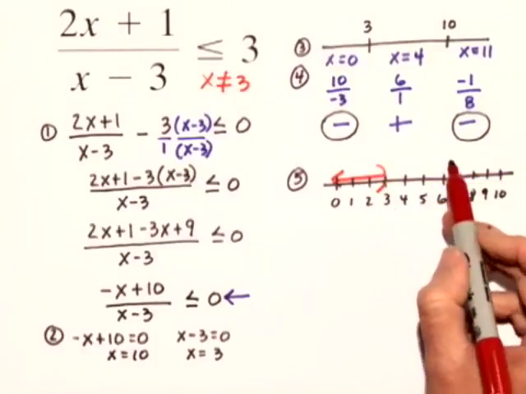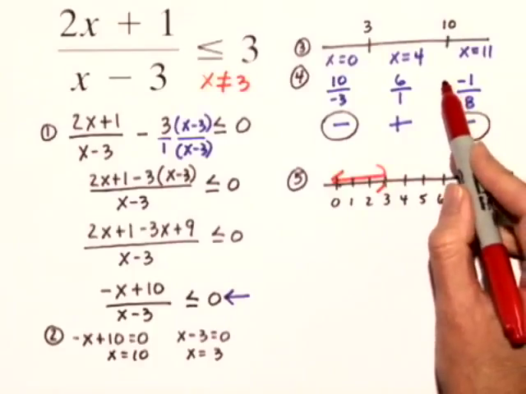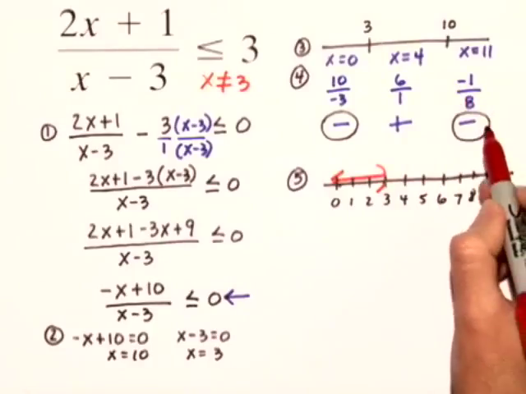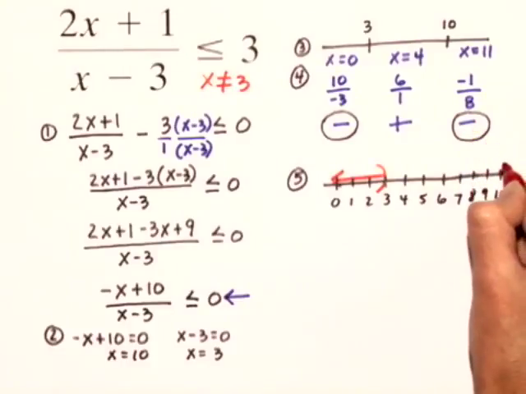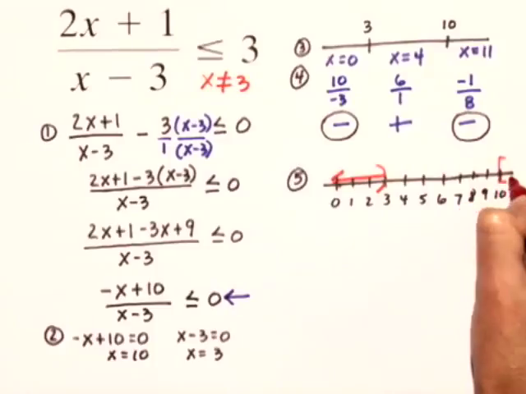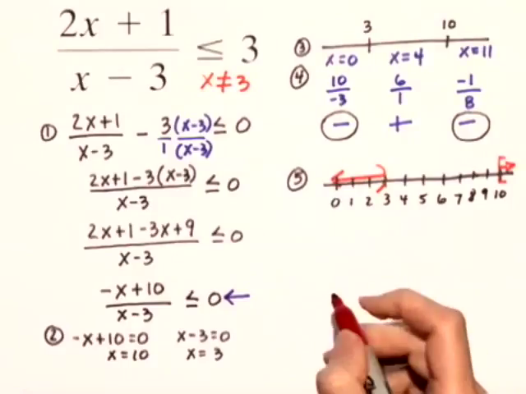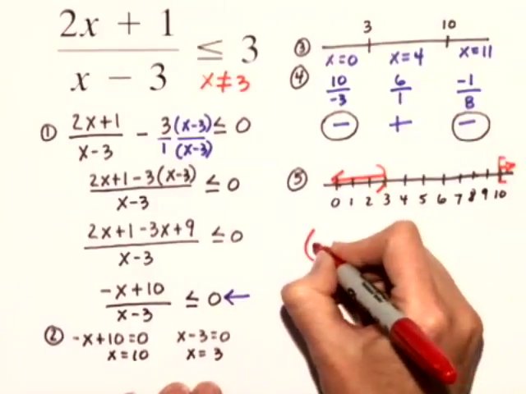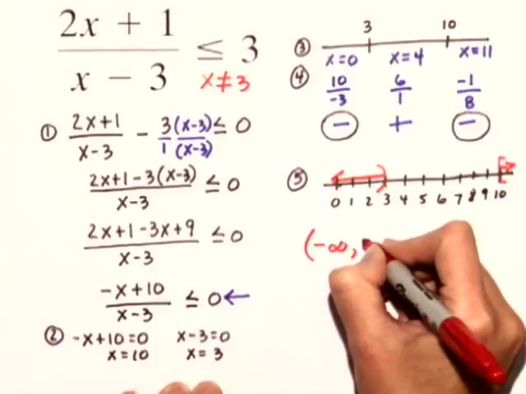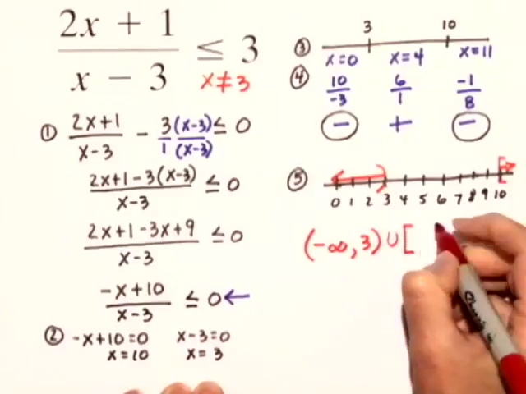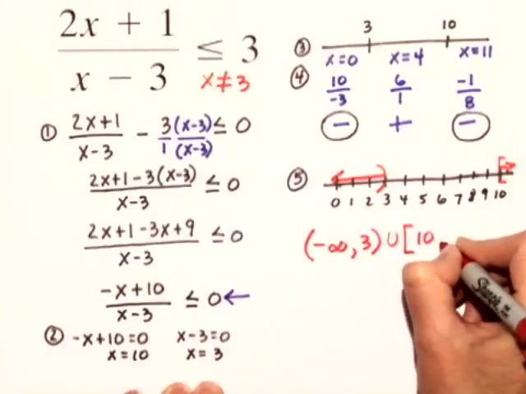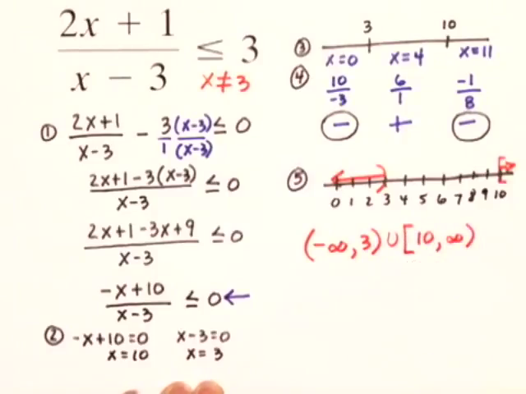We also have the union with 10 to infinity as a possible solution because we have negative function values there as well. So from 10, I will use a bracket and I will put an arrow to the right of 10. This is my number line solution. The interval notation will be from negative infinity up to open interval 3, union from closed 10 to positive infinity.